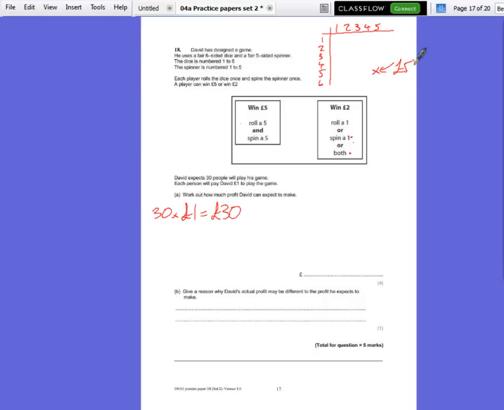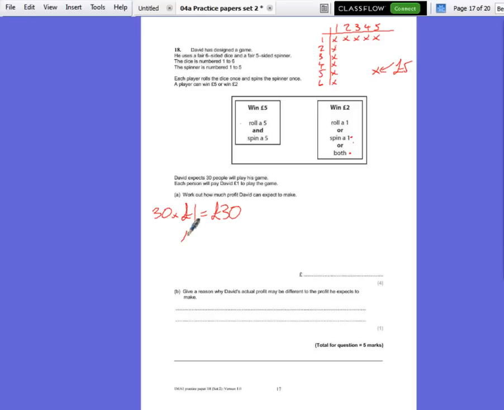All the ones where they win £2, they can get a 1 and a 1, a 1 and a 2, a 1 and a 3, a 1 and a 4, or a 1 and a 5. Or you can get a 1 and a 1 again, but I don't want to count that again. So a 2 and a 1, a 3 and a 1, a 4 and a 1, a 5 and a 1, or a 6 and a 1. Or you can get both 1 and a 1, and again I don't want to count that one again. So altogether, there are 10 ways of winning £2.